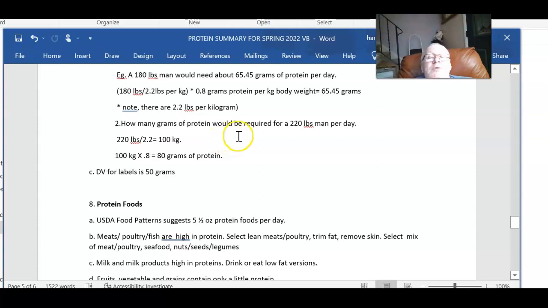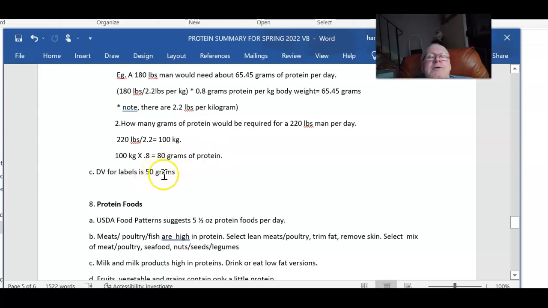How many grams of protein would be required for a 220-pound man per day? Well, the man weighs 220 pounds. We've got to divide it by 2.2 to change it to kilograms, which is 100 kilograms. And then we take the 100 kilograms and multiply it by 0.8, and we get 80 grams of protein is what this person would need. That's a decent amount of protein.